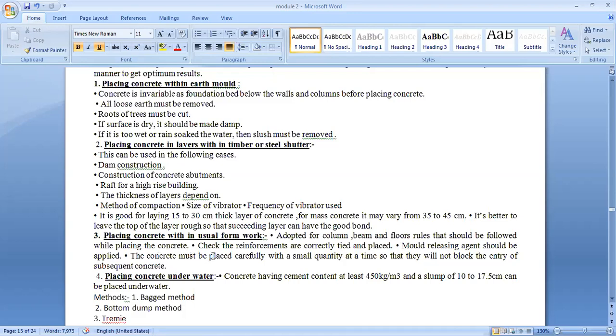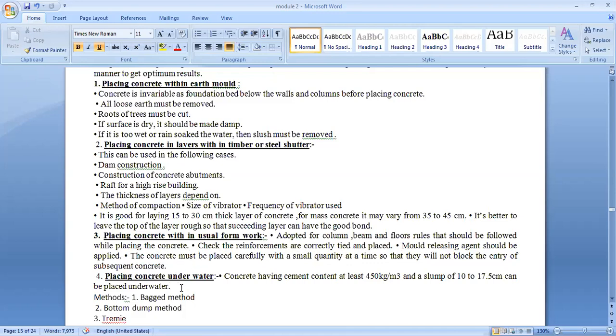Before placing the concrete, check that the reinforcement is correctly tied. In place, a mold releasing agent should be applied. The concrete must be placed carefully, in a small quantity at a time, so that it will not block the entry of the subsequent concrete. This is regarding the usual format.